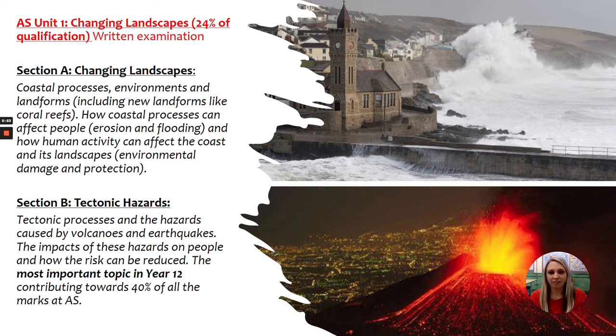The second topic is tectonic hazards, so volcanoes and earthquakes and their hazards. We look at their impacts on people and how the risk can be reduced. This topic is the most important in Year 12 because it's actually worth 40% of the overall marks at AS.